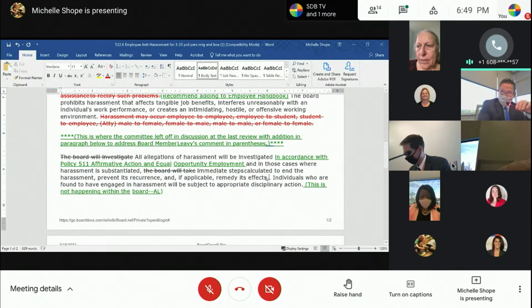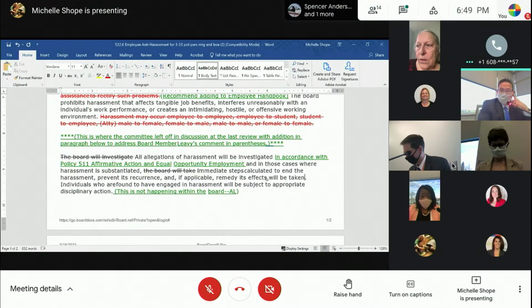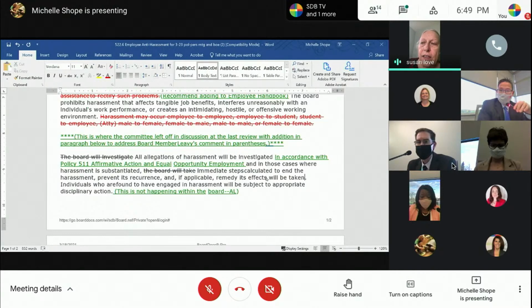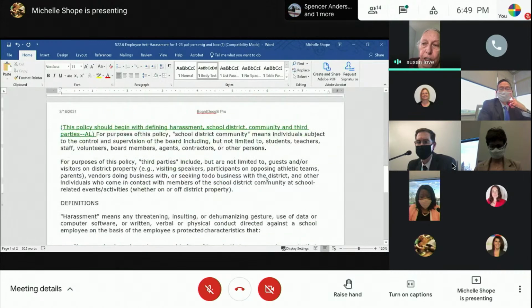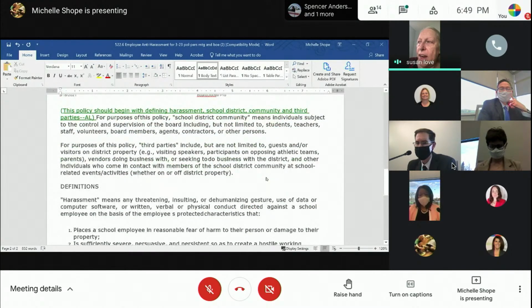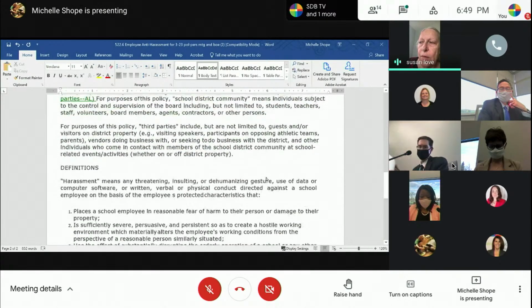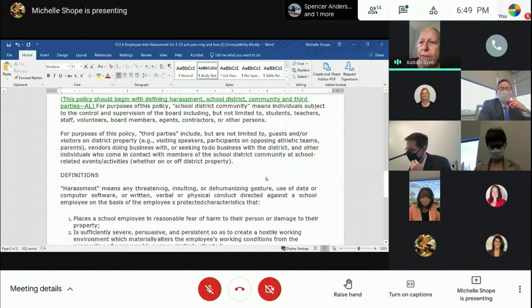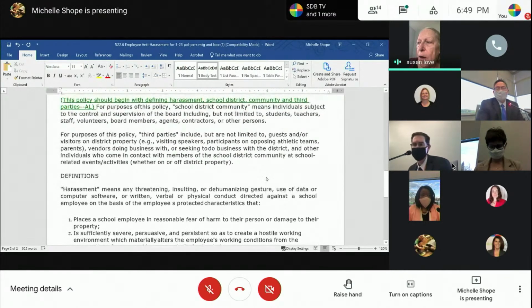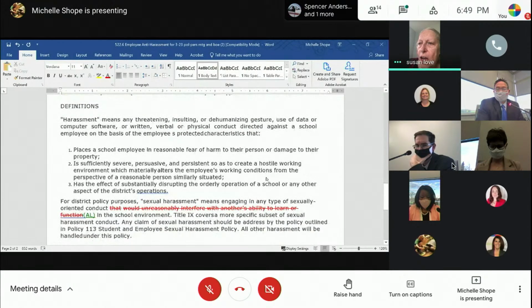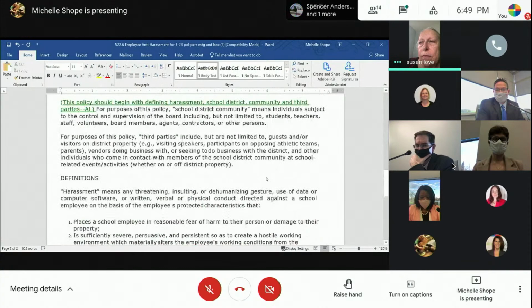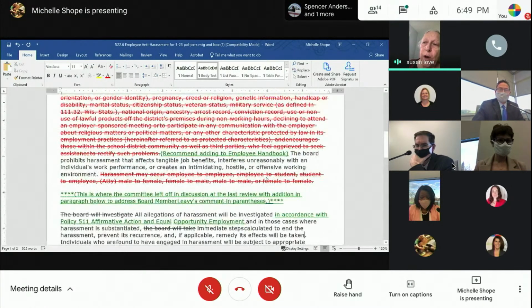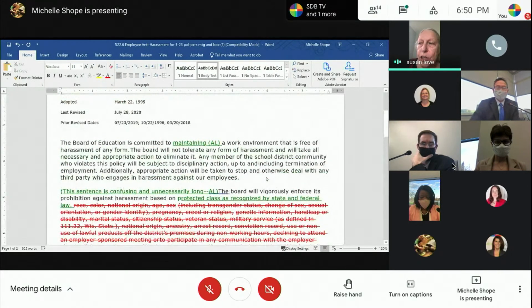Okay, should we move on to the next paragraph then? So the next three paragraphs are definitions. And I understand the comment asks to move these definitions up to the beginning of the policy. You could certainly move them up to follow the first paragraph. I do think you want to start out with your policy statement, but you could move the definitions up. The placement of the definitions is not going to change the meaning of the policy.